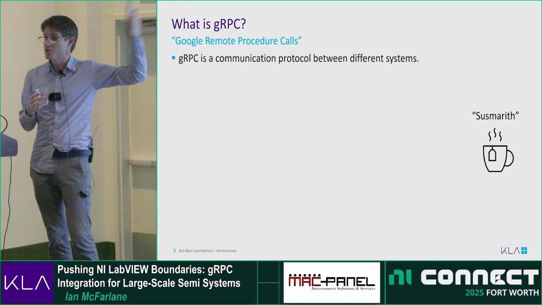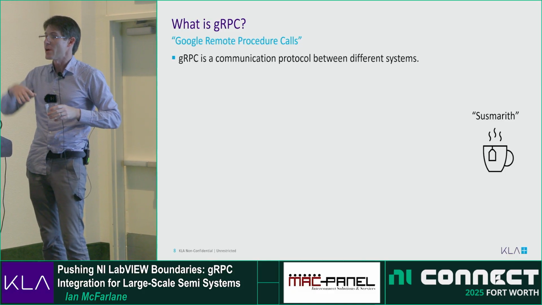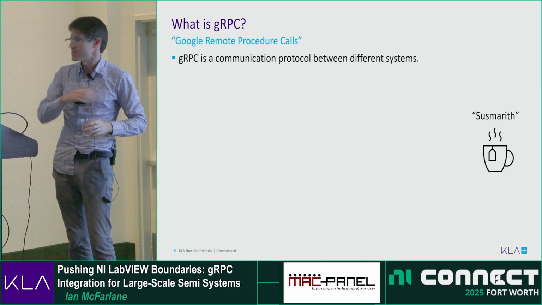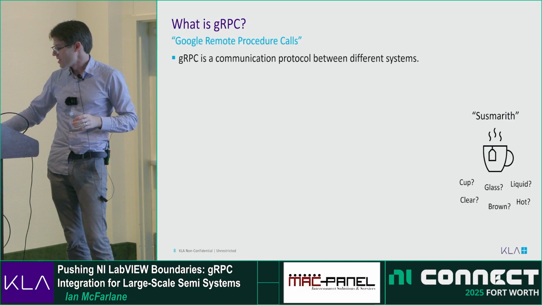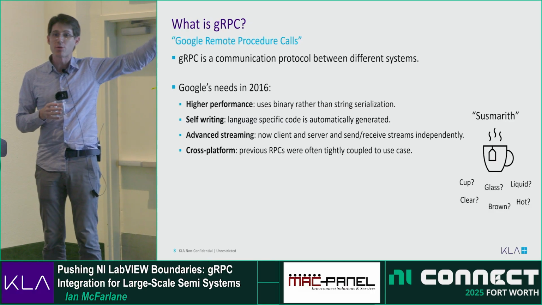So I'm going to start with what was important to Google when they were writing gRPC, at least as far as we can tell, and then into the other kinds of functions and functionalities that gRPC has. So I might have said cup, I might have said glass. Google, if you had asked them in 2016, they probably would have said something like this.